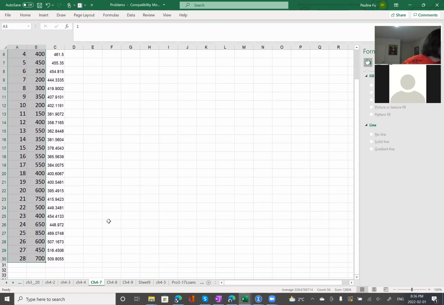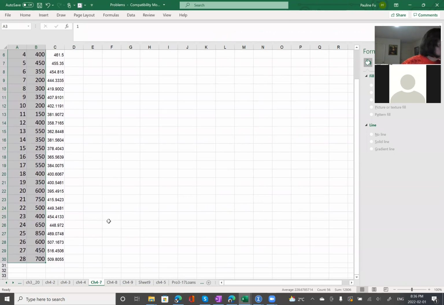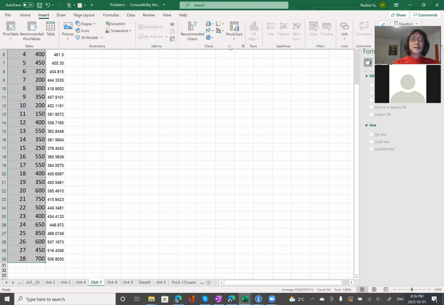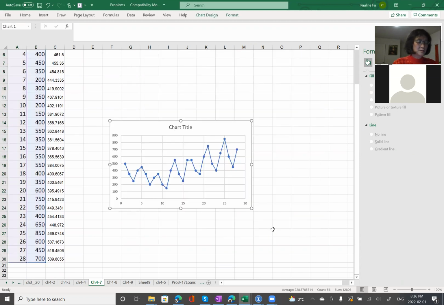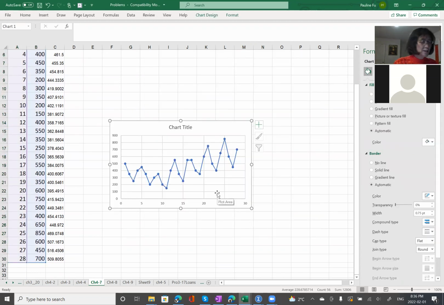Did I miss anything? Number 6. And then you go to insert, chart, line chart. Okay, so this is the data. Looks like the data is not stationary, non-stationary data. The data have ups and downs, cyclical effects, and the data also looks like it has the seasonal effect.